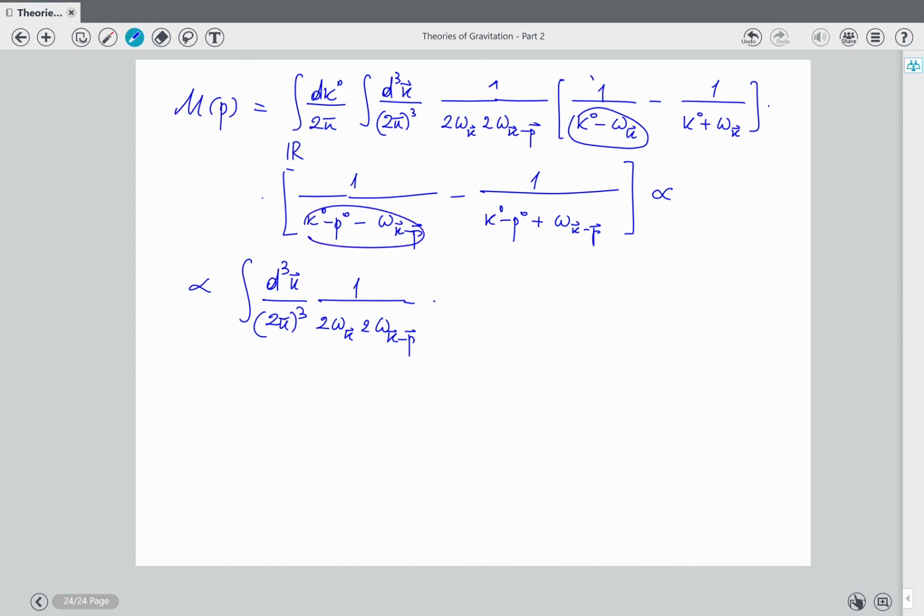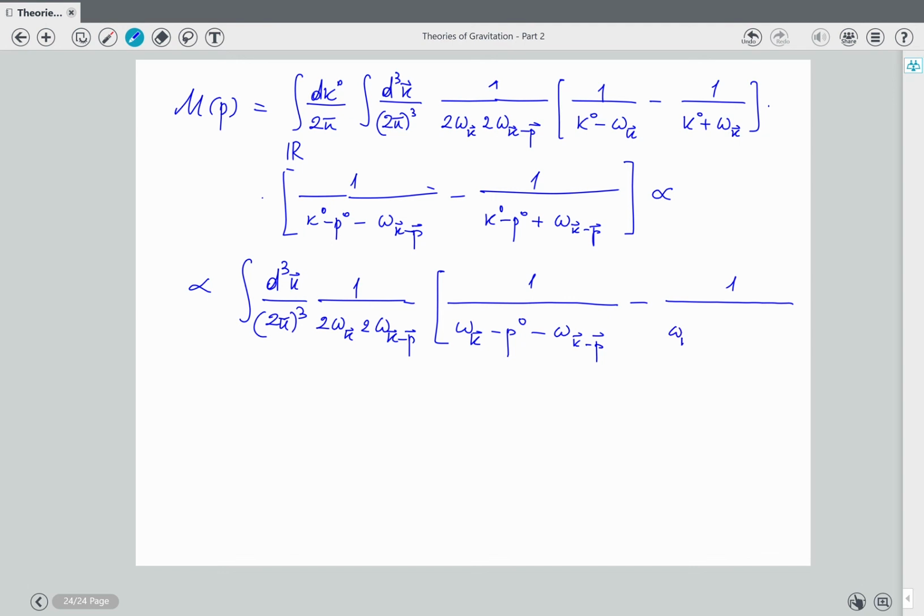So what is the residue on this pole? You just take that and you compute it for k0 equal omega k. And what is the residue on this pole? You just take that and you compute it for the other value. So let's compute this for k0 equal omega k. And you have 1 divided by omega k. And you see the singularities we anticipated. This is no singularity, for a reason we will see.